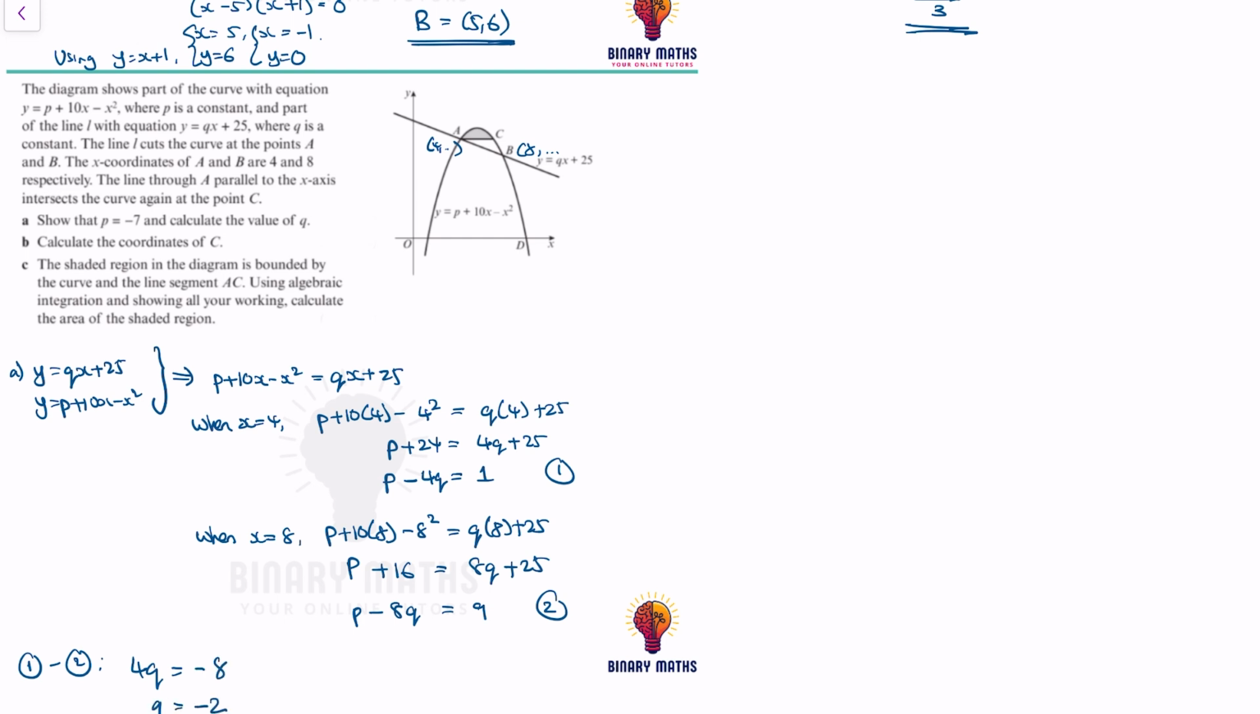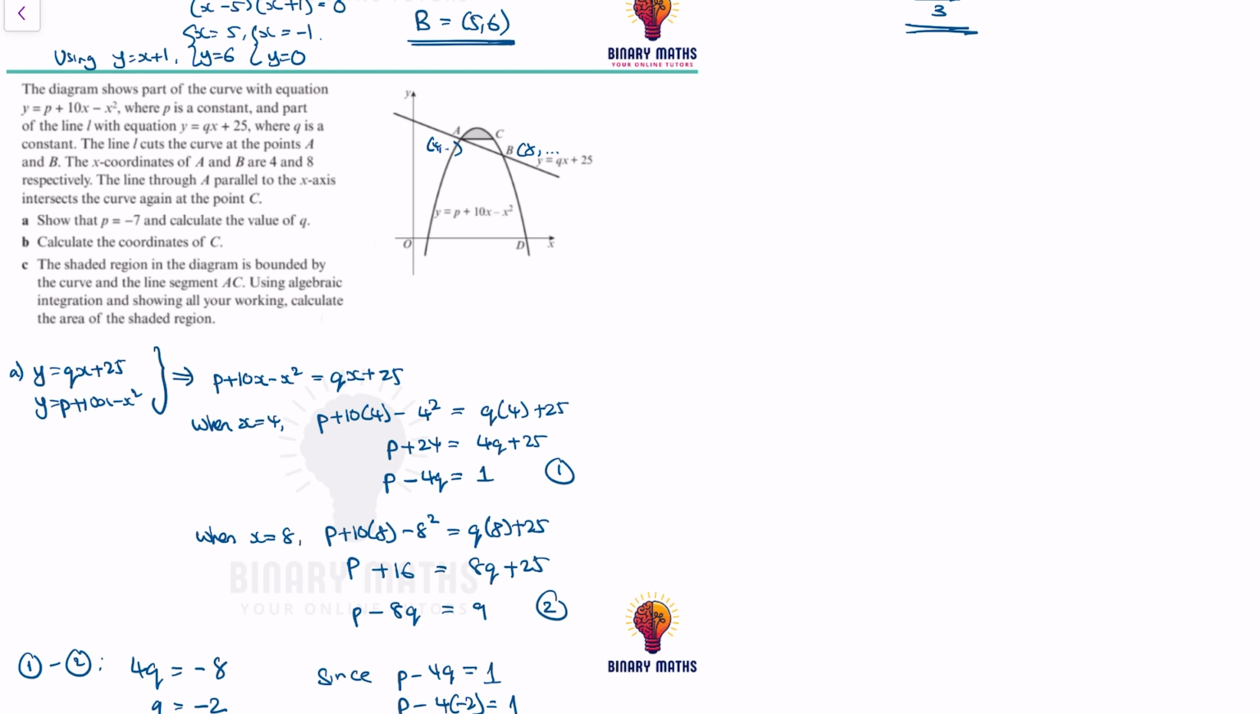Now, if q is equal to minus 2, since p minus 4q is equal to 1, p minus 4 times minus 2 must be equal to 1, which means p plus 8 is equal to 1, which means p must be equal to 1 take away 8, which is minus 7, which is what we wanted.